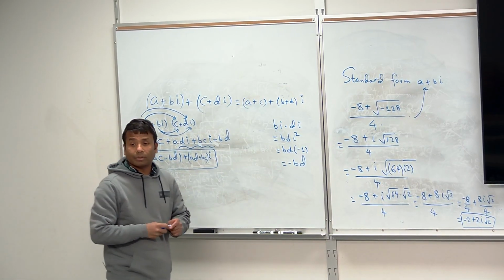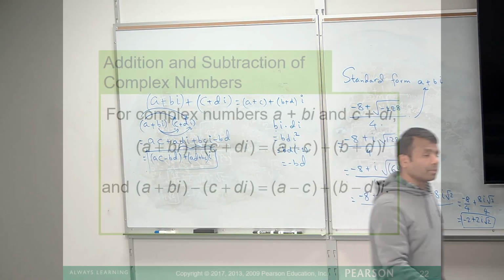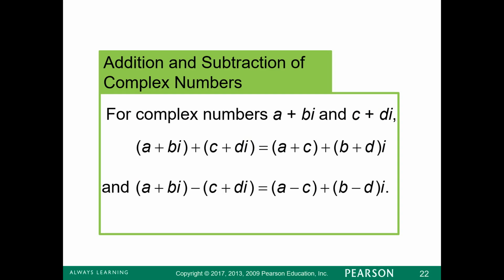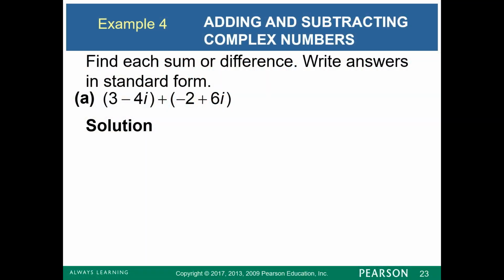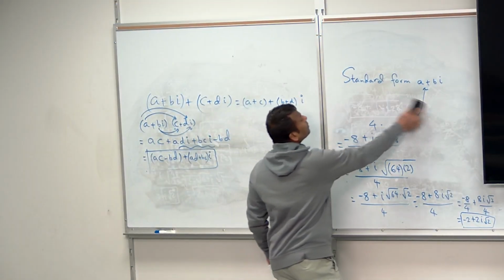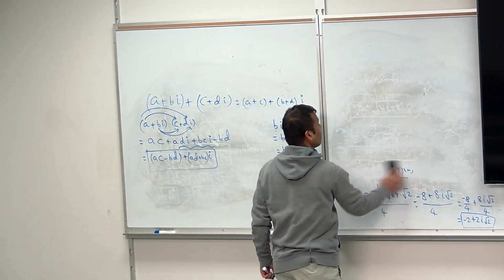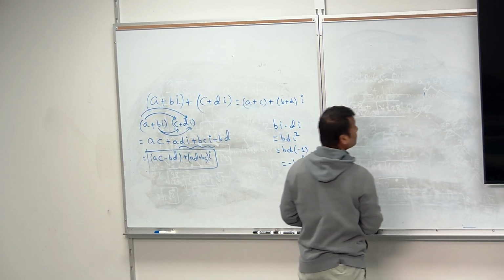So this is for the multiplication. Good? Just use FOIL. And keep in mind, i square is -1. Okay? So now you see it's simple. You can add them up, right? You simply add, like, what is 3 plus parenthesis -2? You just add them up, guys. It's simple. It's not hard, okay?